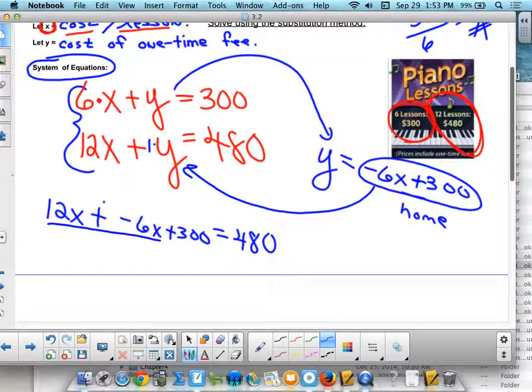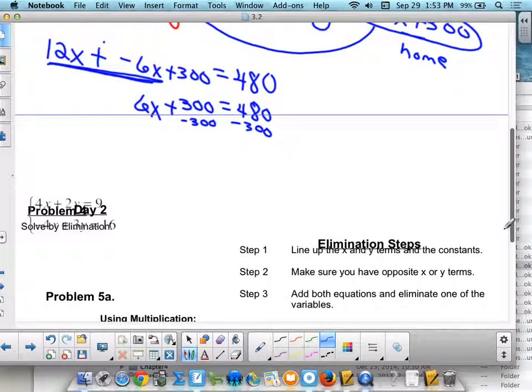Okay, what does this and this add up to? 6x. 6x plus 300 equals 480. Now what? Minus 300. And you end up with 180 equals 6x.